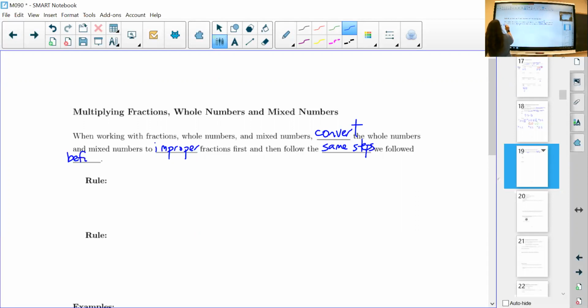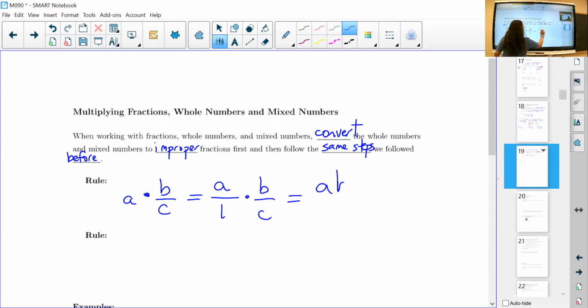So basically we're combining two skills. We're combining turning things into mixed numbers and multiplying fractions. We can look at this as some rules. So if you have A times B over C, that's basically A over 1 times B over C, AB over C. We don't even really need to write that 1.